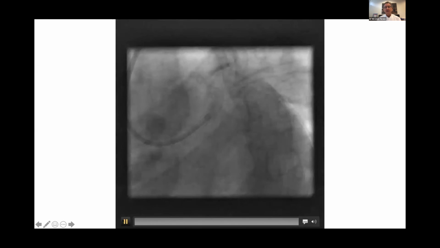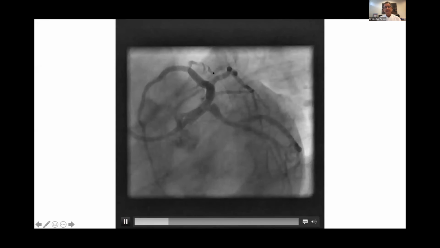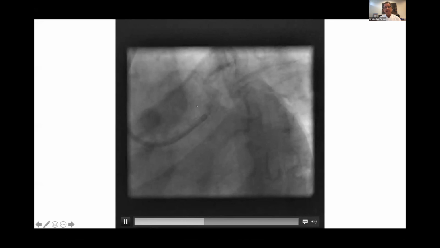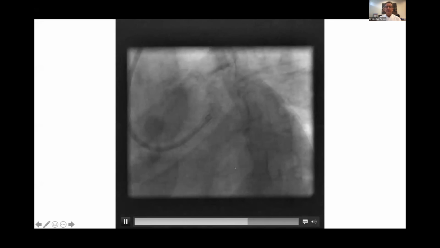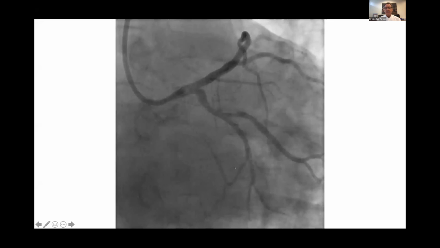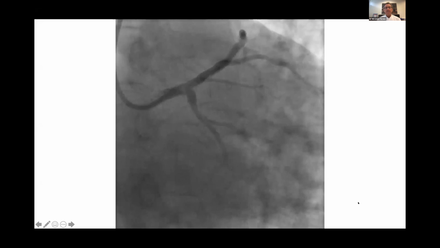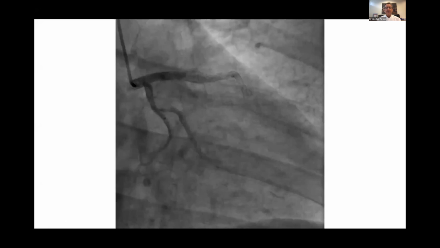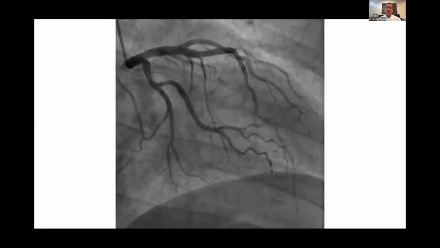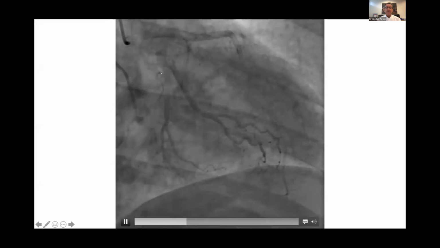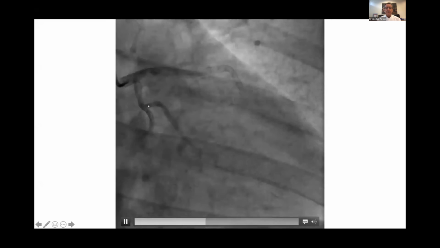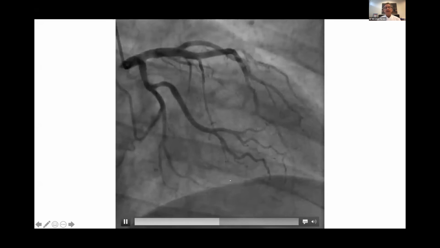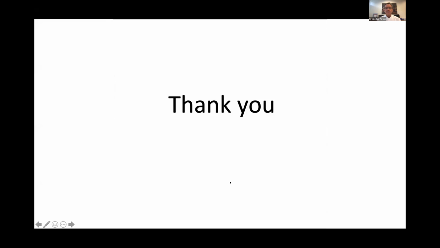This is now just shown. Left main, diagonal branch, circ nicely open, and so we left it. We didn't treat the circ anymore, and this is 6 months later. I think really very good result for this circ, which was treated with kissing balloon dilatation.